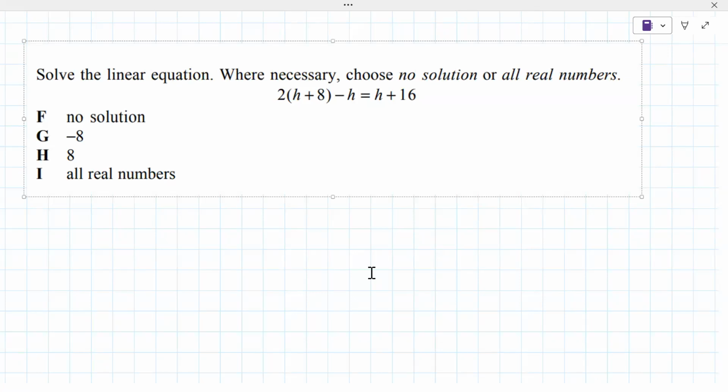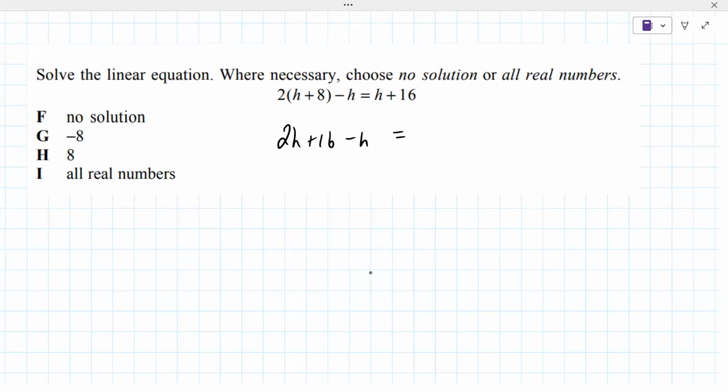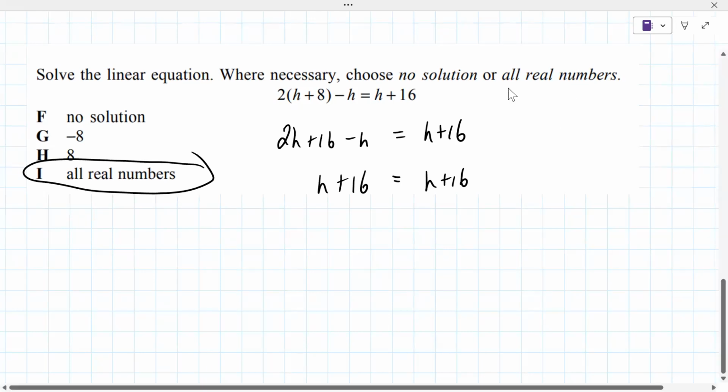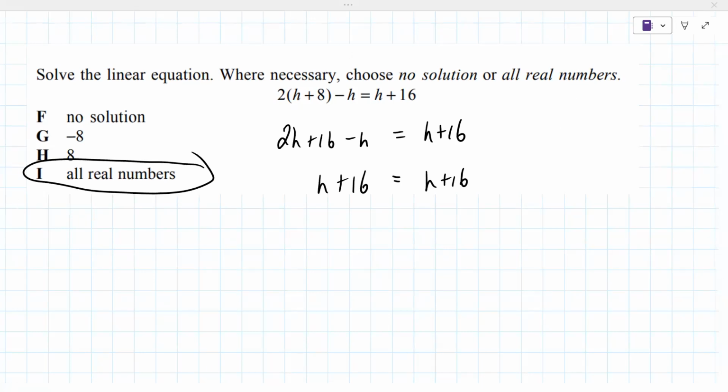Okay, all real numbers. Yes. So it becomes 2h plus 16 minus h equals h plus 16, which becomes h plus 16 equals h plus 16, which is all real numbers. Really good. Really, really good. Okay, any thoughts on that before we move away from this? Do you want any more problems like this to solve? No, it's okay.